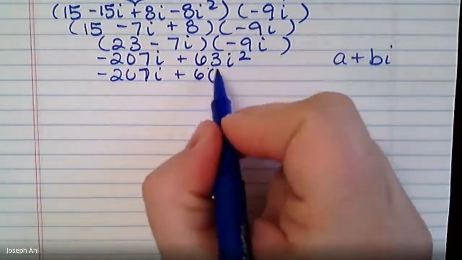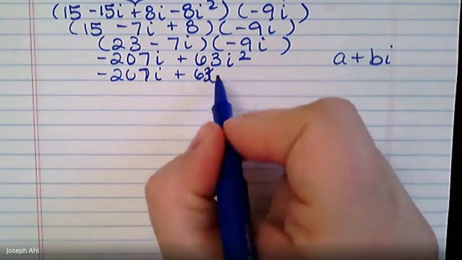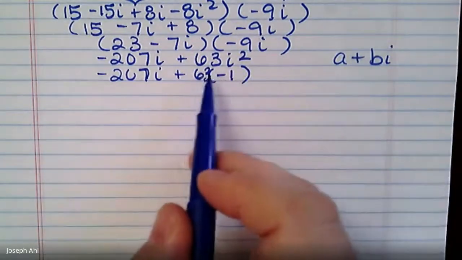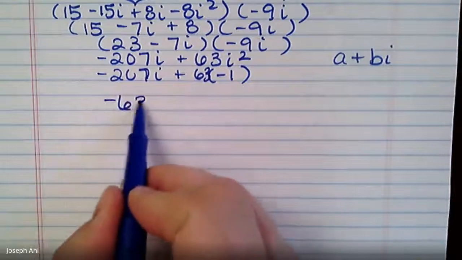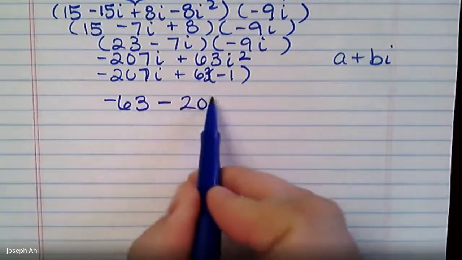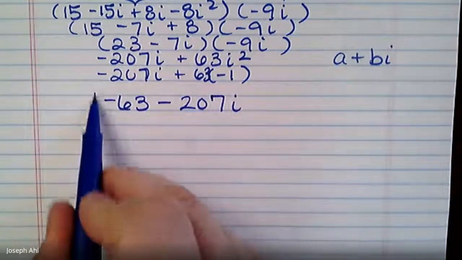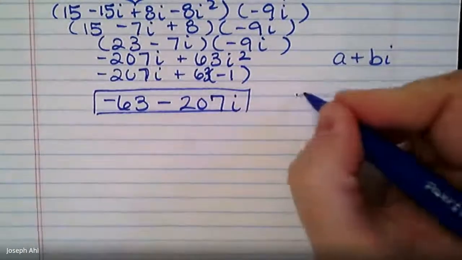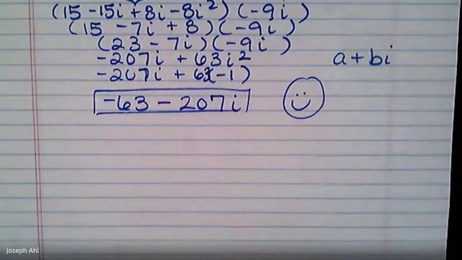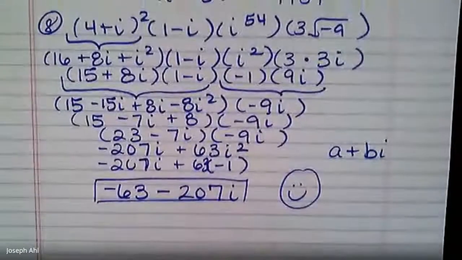Oops, that was supposed to be a 3. 63 times negative 1 is negative 63. So in a plus bi form, I'm going to put that negative 63 first. The final answer is negative 63 minus 207i. Wasn't that fun? I don't know. Hopefully you got the right answer if you tried it on your own.